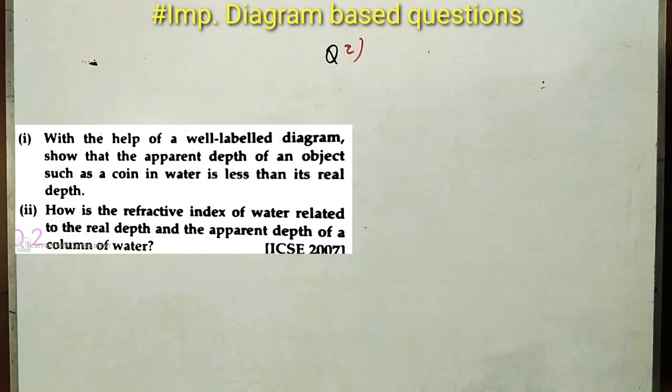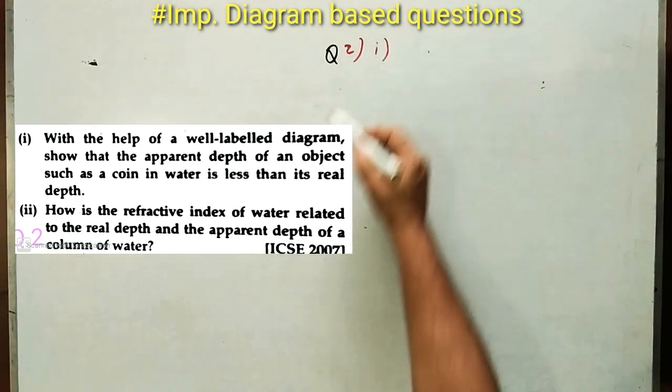Moving on to question number 2. With the help of a well-labeled diagram, show that the apparent depth of an object such as a coin in water is less than its real depth. Second part: how is the refractive index of water related to the real depth and apparent depth of a column of water? For the first part, with the help of a labeled diagram, you have to show that the apparent depth of the coin is less than the real depth. So we will attempt the first part.